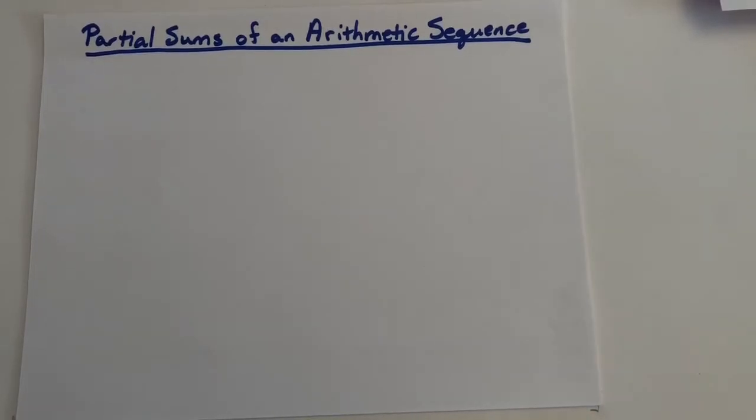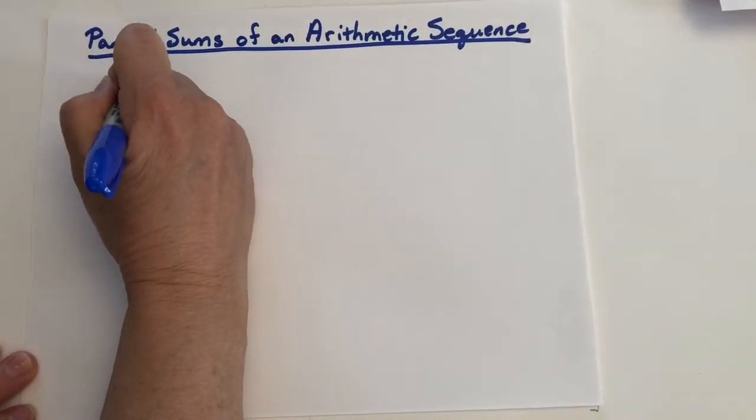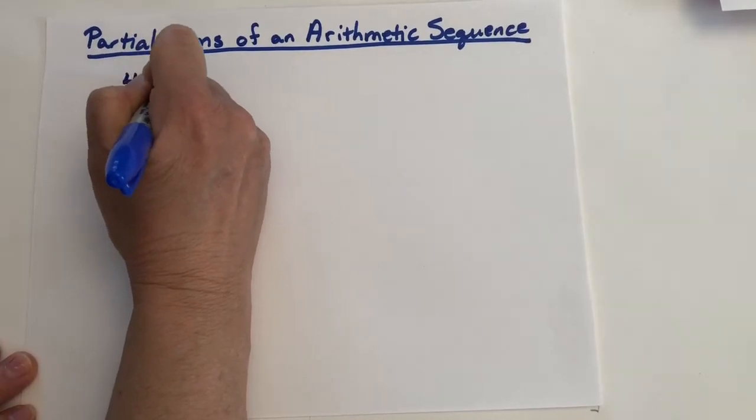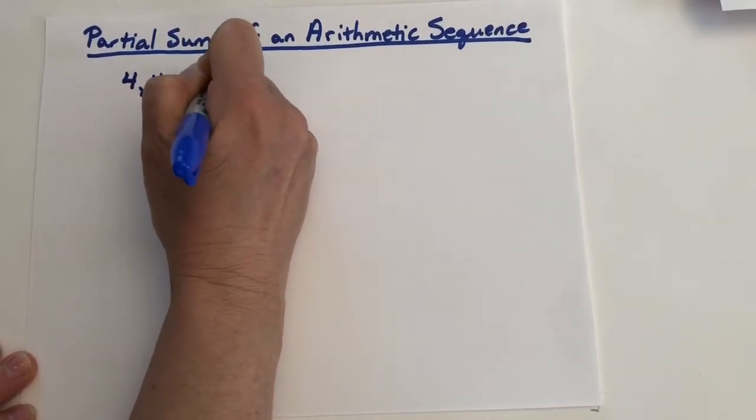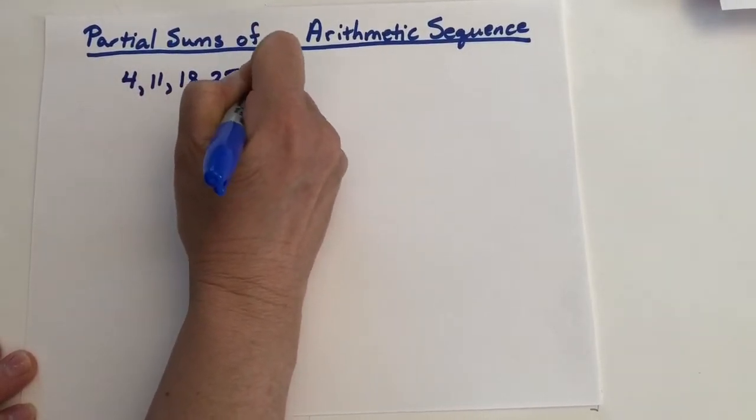We want to add some of the terms of a sequence together. And for this video, we're going to talk about adding up terms of an arithmetic sequence. So let's jump in and start with this sequence. Suppose we have 4, 11, 18, 25, and so on.